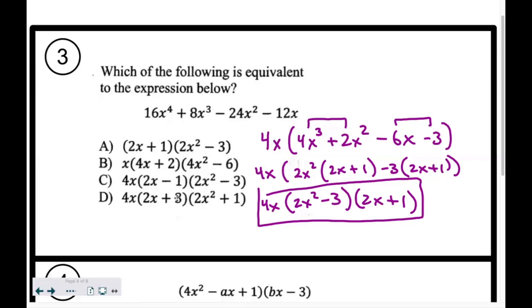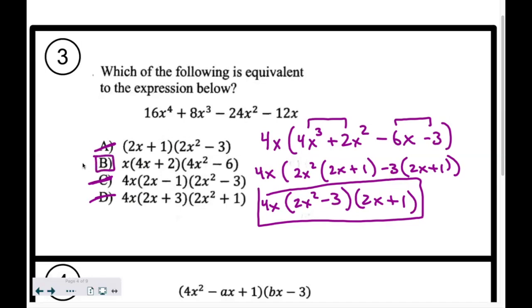But if we look, this answer is not here. This one has a 2x squared minus 3, but it has a 2x minus 1, not a 2x plus 1. So that's wrong. And this one has a 2x plus 3, not a 2x plus 1. So that's wrong. So the ones where you took out a 4x are not what they wanted us to do. But we can also rule out A because we have a 2x plus 1 and a 2x squared minus 3, and we have something else out here. So A doesn't make any sense. So the answer must be B.